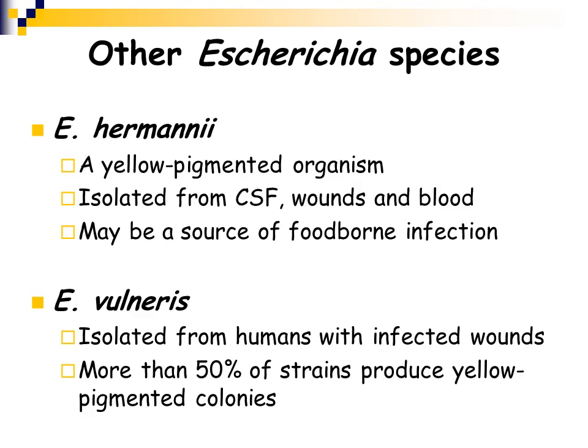And there are also other Escherichia species. So instead of Escherichia coli, there's Escherichia hermannii, which is a yellow pigmented organism that has been isolated from cerebrospinal fluids, wounds, as well as blood, and can be a source of foodborne infection. And there's also Escherichia vulneris, which is associated with wound infections. And more than 50% of Escherichia vulneris strains produce a yellow pigmented colony.